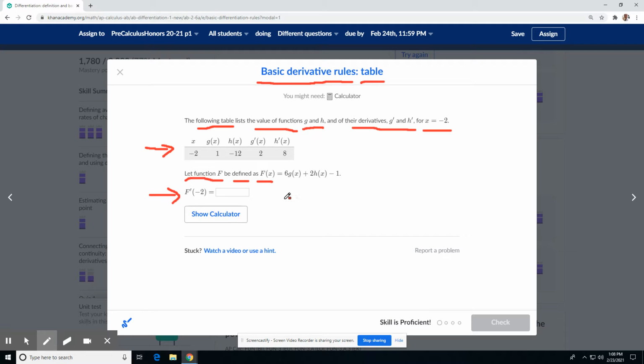All right, so using this information right here, we can kind of break things down. So let's go ahead and do that. So f prime of x. I think that's kind of a good way to go to start off. There's our f of x right there. Just rewrite it. 6 times the g function plus 2 times the h function, and then subtracted by 1.